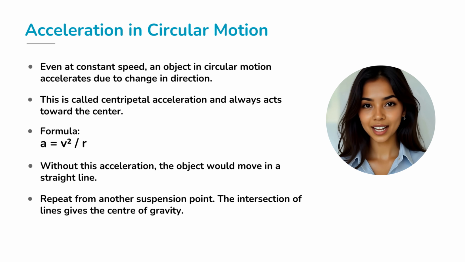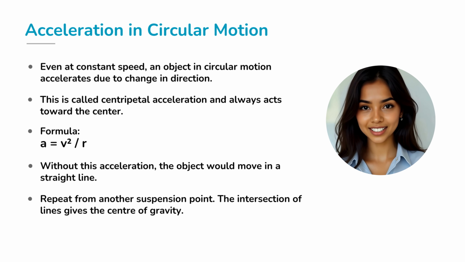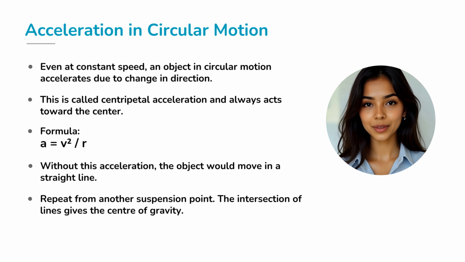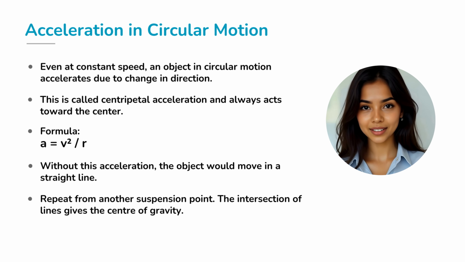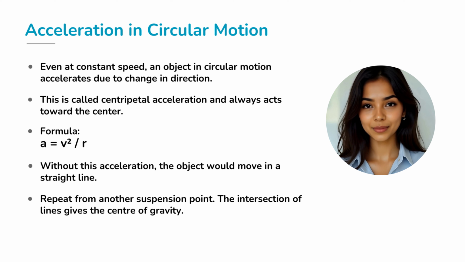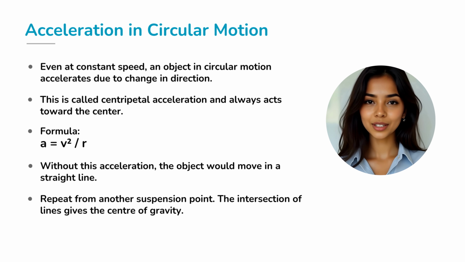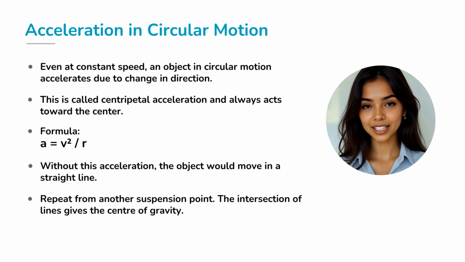Here's something fascinating. Even when an object moves at constant speed in a circle, it's still accelerating. Why? Because its direction of motion changes. This change in direction implies a change in velocity vector, which is the definition of acceleration. In circular motion, this acceleration is always directed toward the center of the circle, and we call it centripetal acceleration. The formula for it is acceleration equals velocity squared divided by radius. So, the tighter the circle or the faster the motion, the greater the required acceleration to keep the object turning.